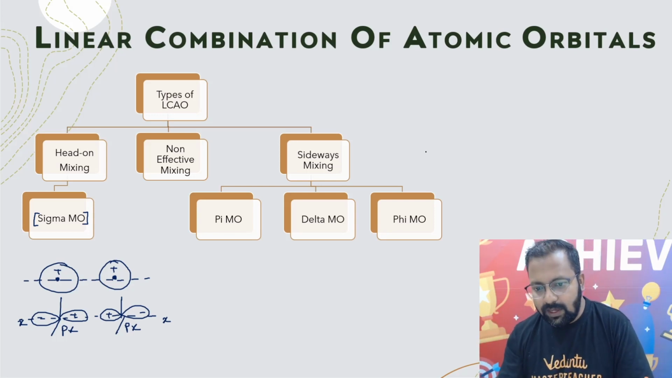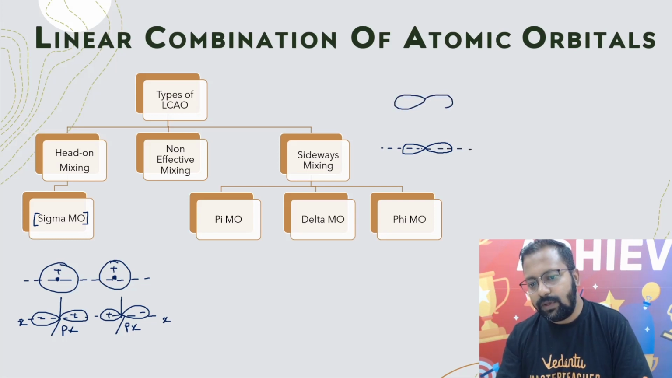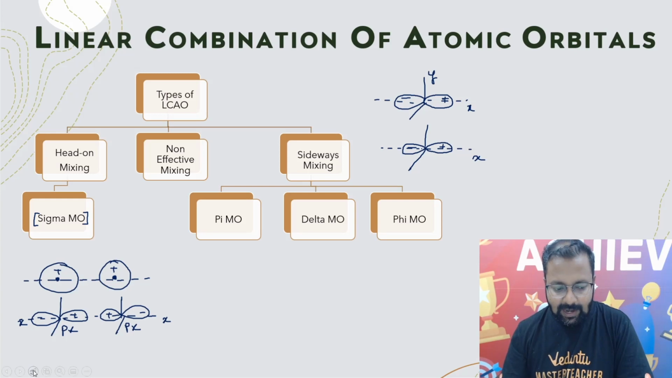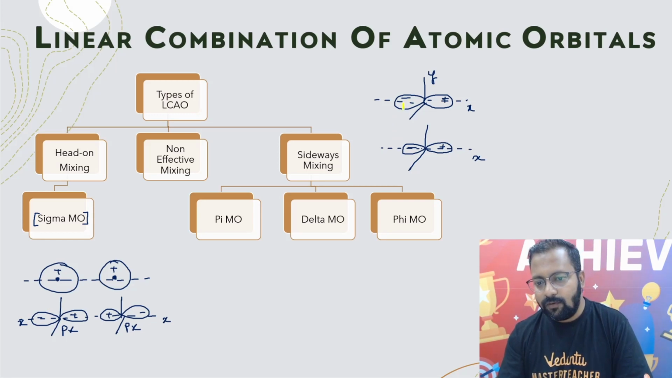But suppose this is px, and it approaches another px along the y-axis. Then what you would have is a lateral overlap. In the examination they will not ask you which overlap this is, but this is lateral overlap that will take place.